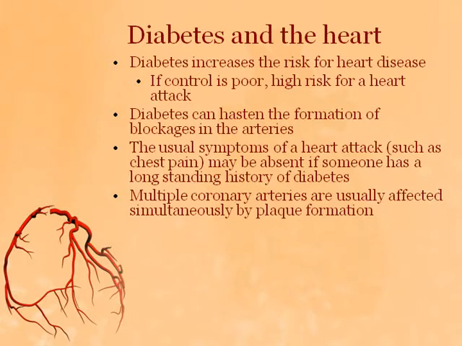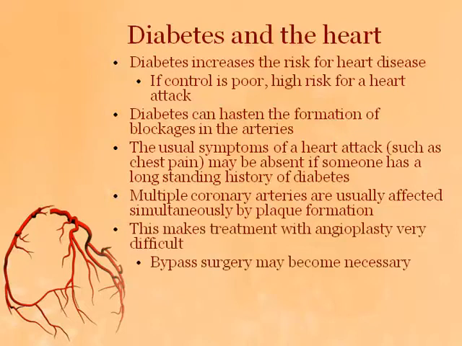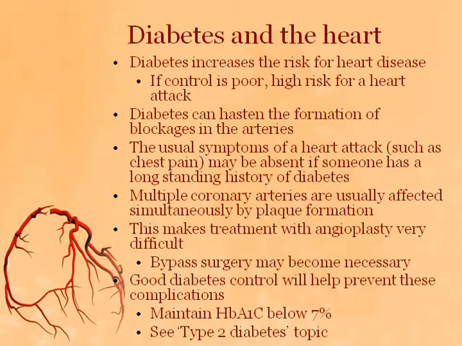And again, with poor control, it's quite possible that multiple coronary arteries, remember that the main coronary arteries divide into smaller branches, as you can see in the image in the lower left hand corner. So basically, multiple arteries might be affected simultaneously by plaque formation if the control is poor for diabetes. And certainly this will make treatment with angioplasty very difficult, and oftentimes bypass surgery will become necessary if the blockages are significant.